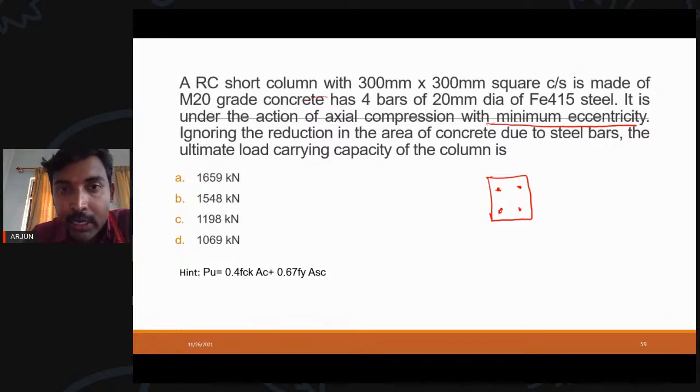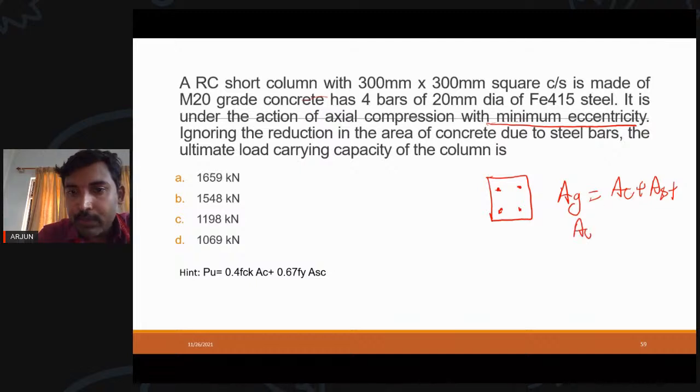Here they are mentioning that under the action of axial compression with minimum eccentricity. So we have to use the equation Pu is equal to 0.4 fck into Ac plus 0.67 fy Asc. Ignoring the reduction in concrete due to steel bar. Generally, the total gross area is equal to area of concrete plus area of steel. So if you want area of concrete to be substituted here, we will deduct the area of compression reinforcement from the gross area in order to get the Ac.